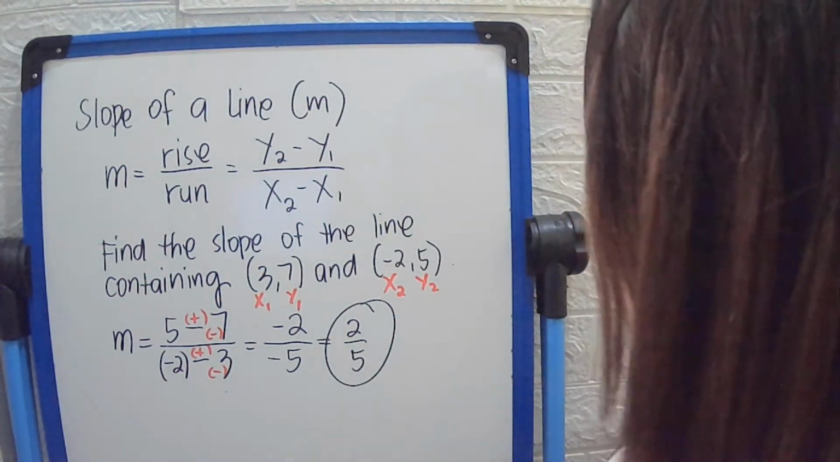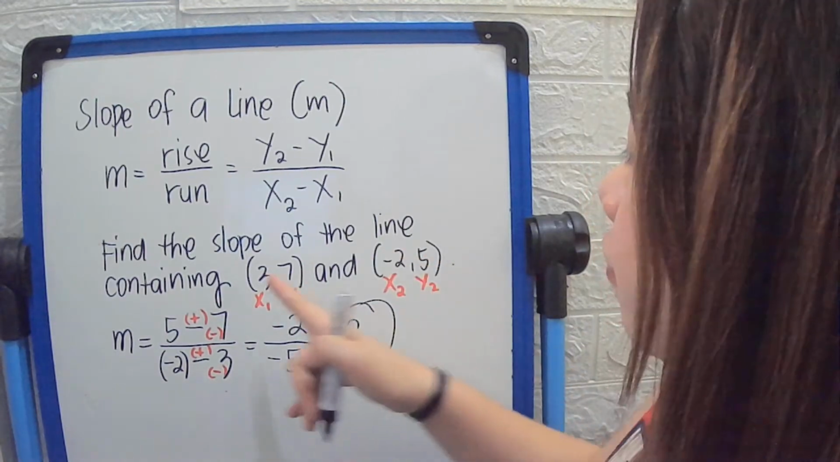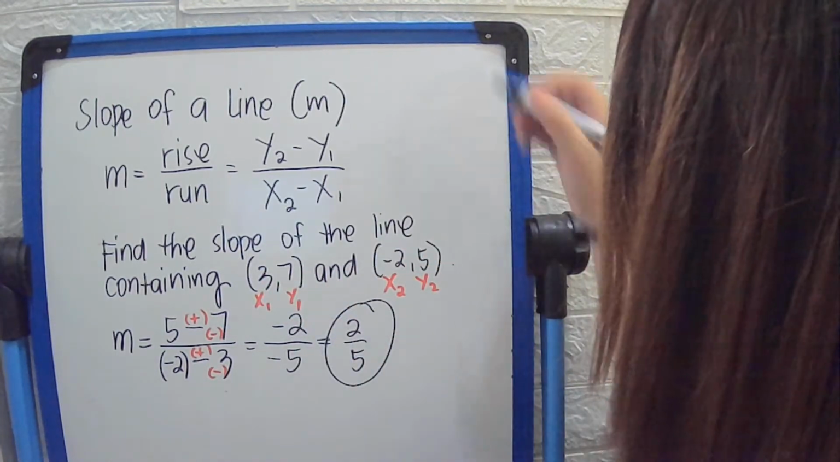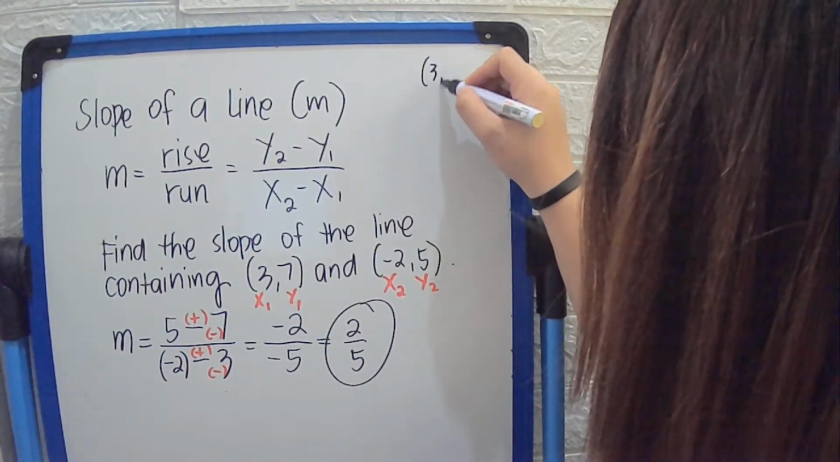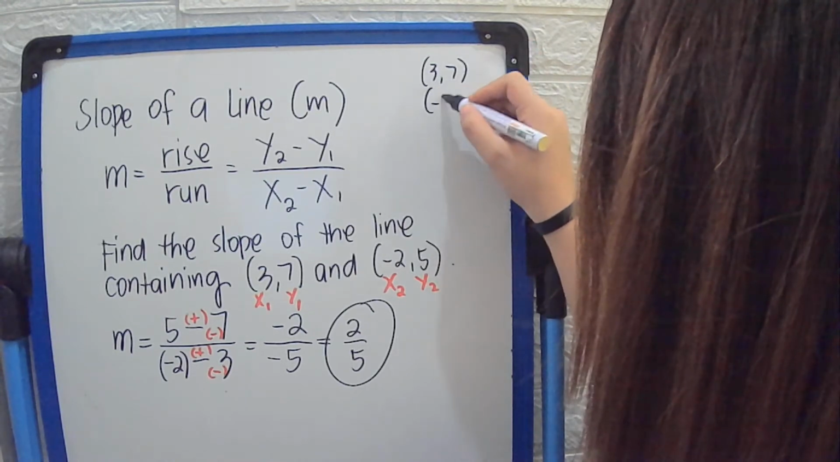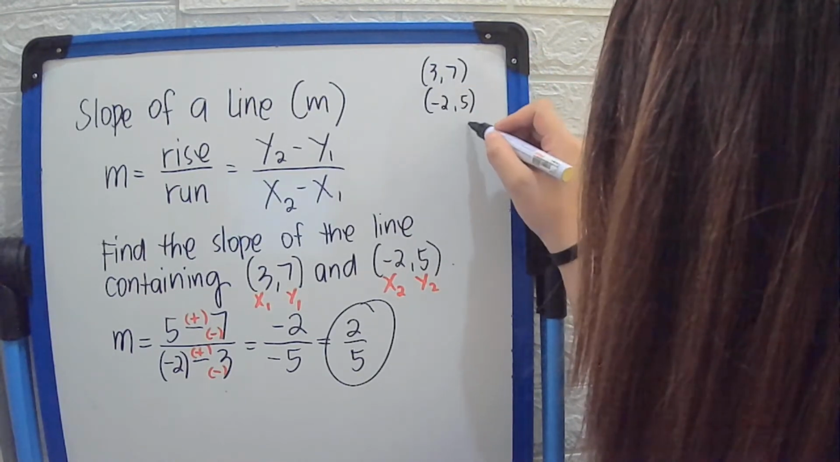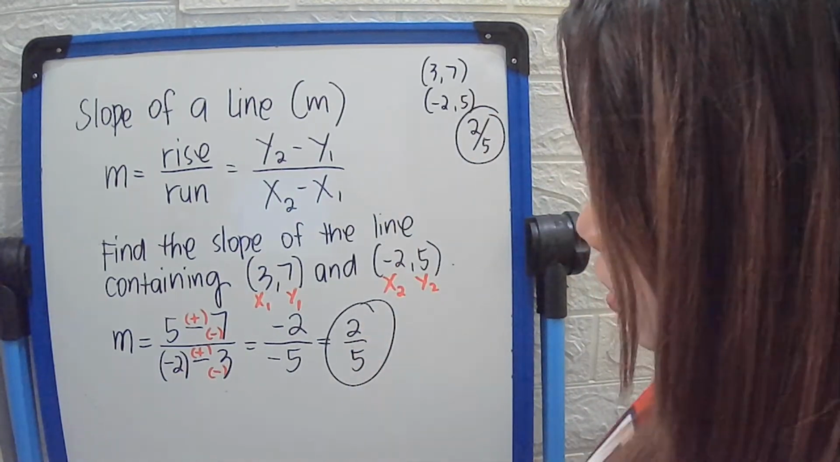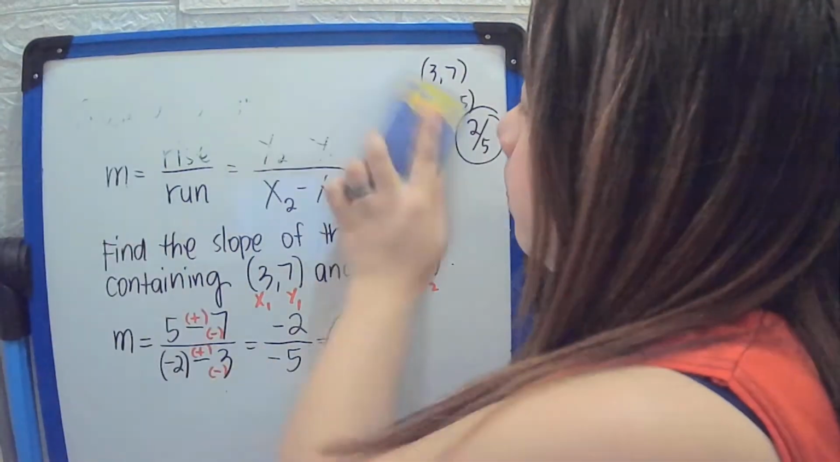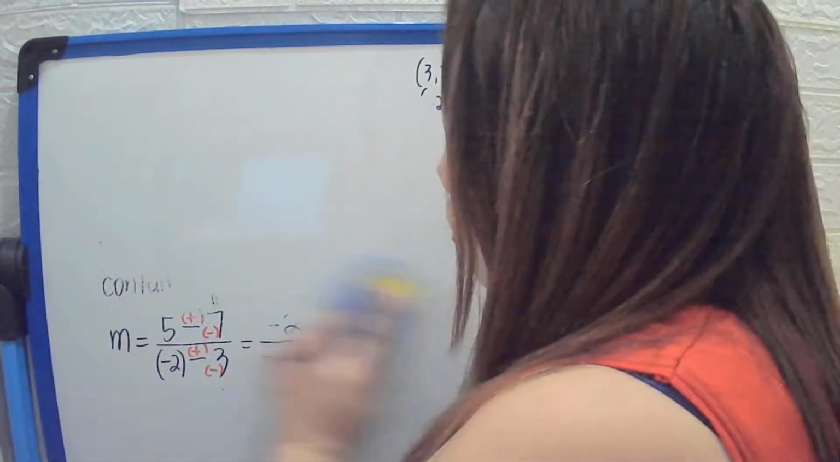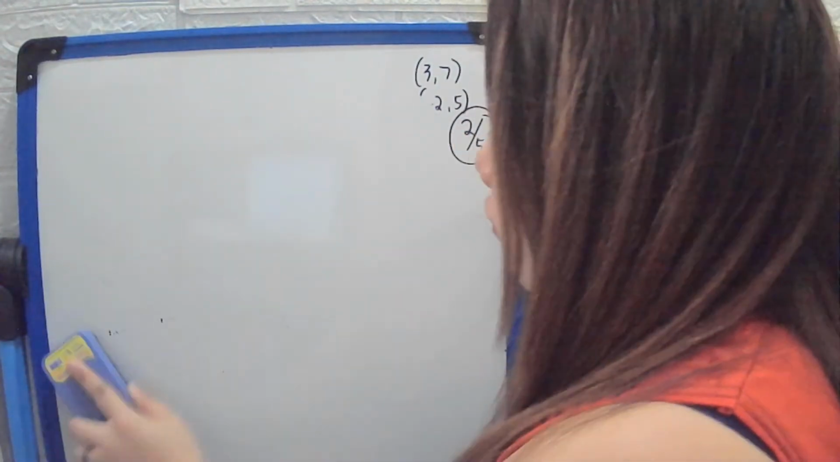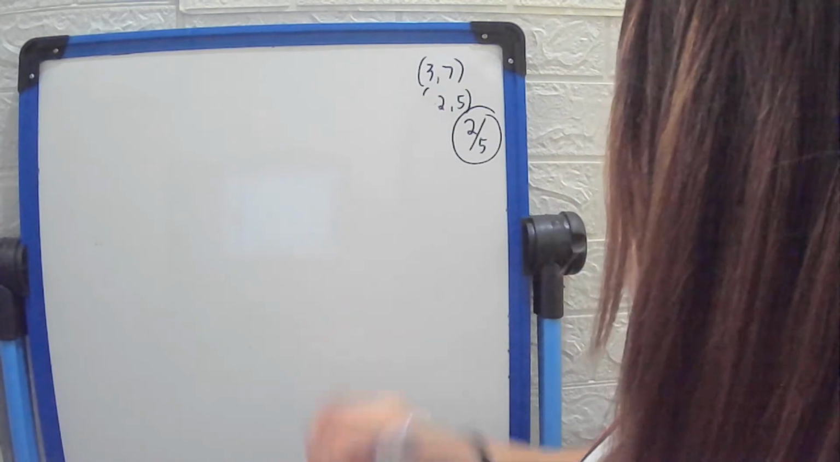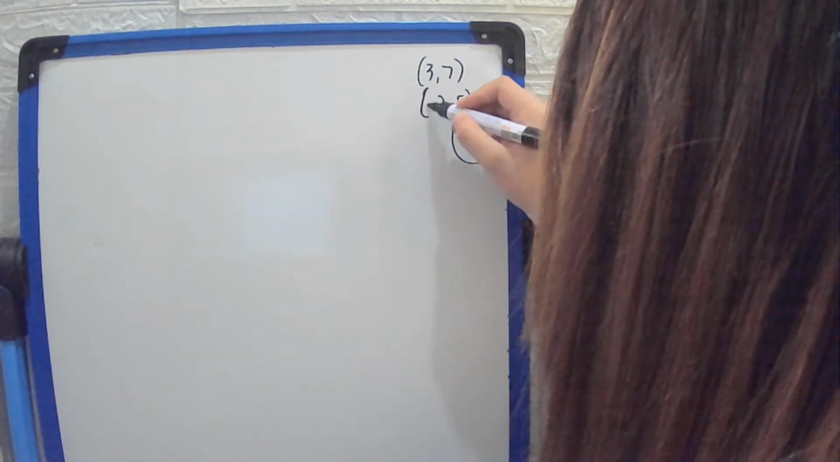So, let us try to graph this or plot the points here. So, lagay ko lang dito para may guide tayo. (3, 7) and (-2, 5). Tapos, ang slope natin ay 2 over 5. Okay? So, let me just erase this part. So, what we're going to do now is to graph. Okay? Or, ipa-plot natin yung points natin.